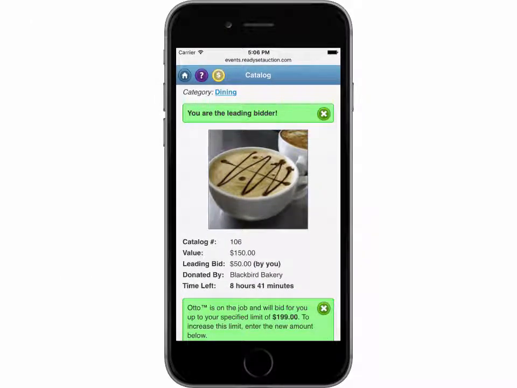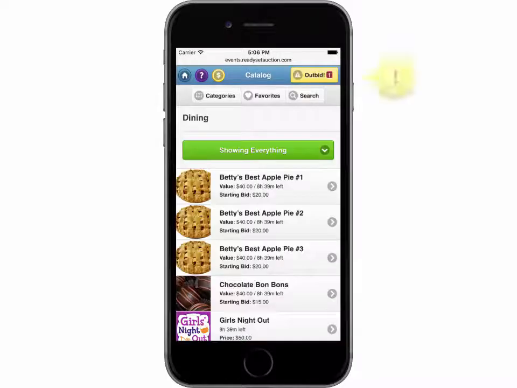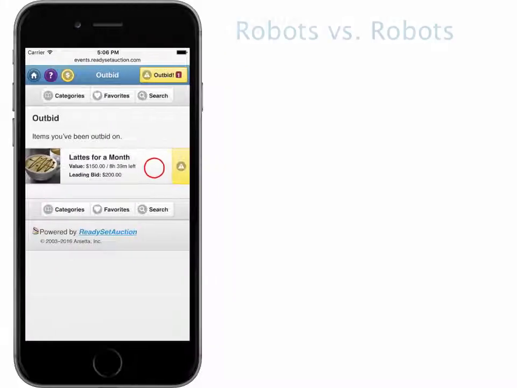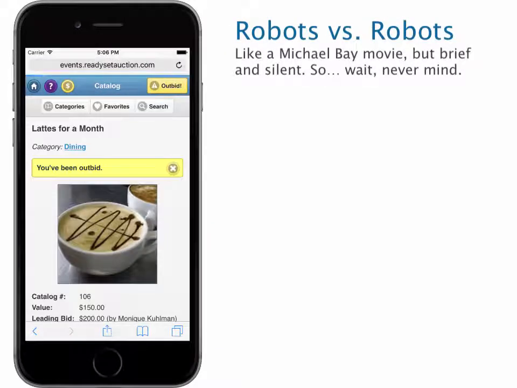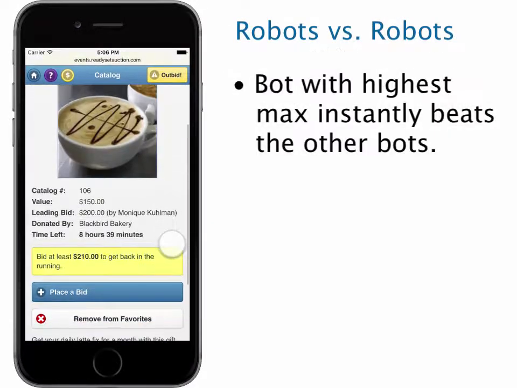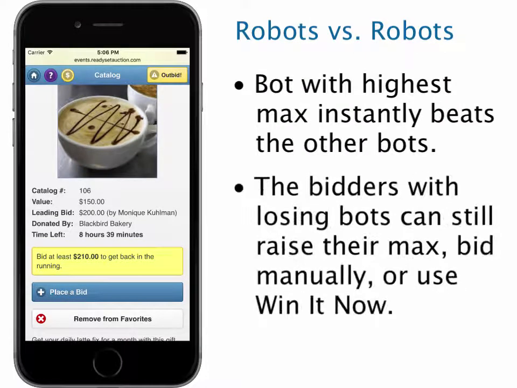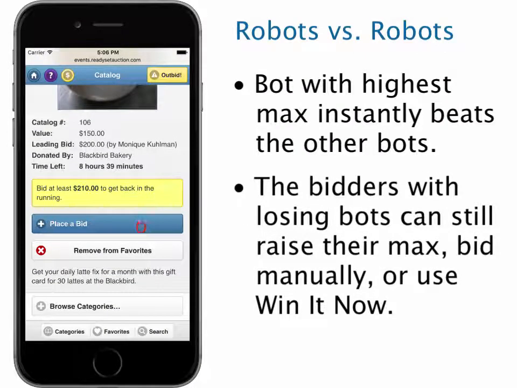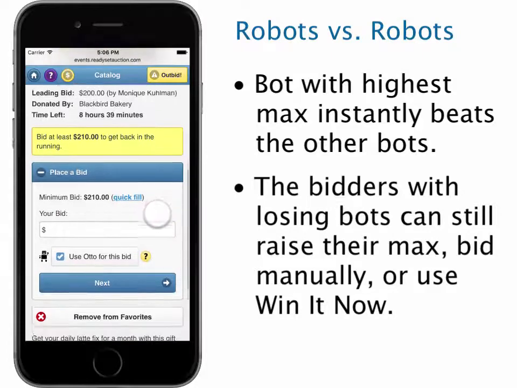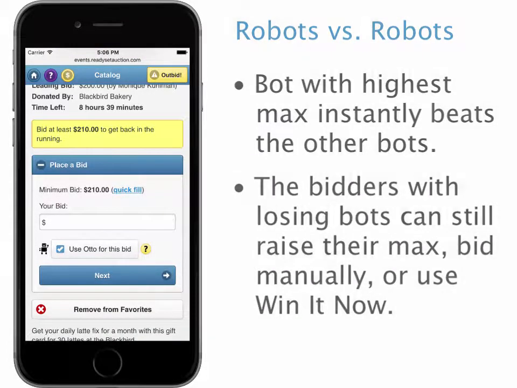But if another bidder who wants this latte package is also using Auto, things can escalate quickly. Whichever bot received the higher maximum will place a bid one increment above the other's max, instantly knocking that competing bot out of the running. The losing bot's human will be notified they've been outbid, however, and can always return to increase their maximum bid and rejoin the competition.